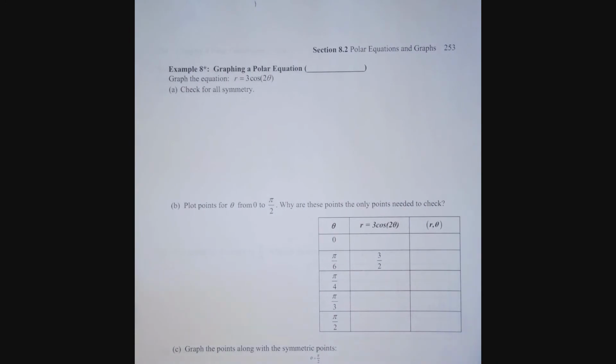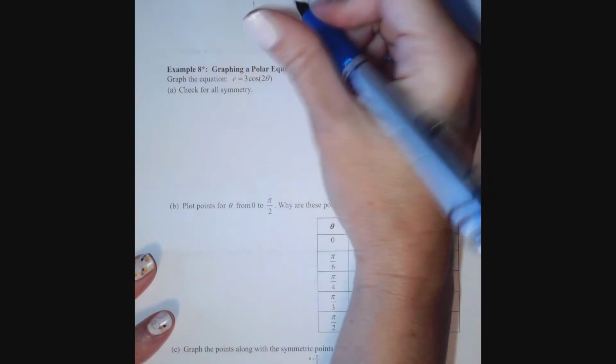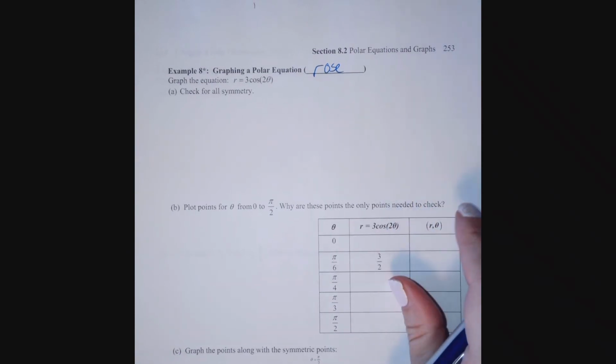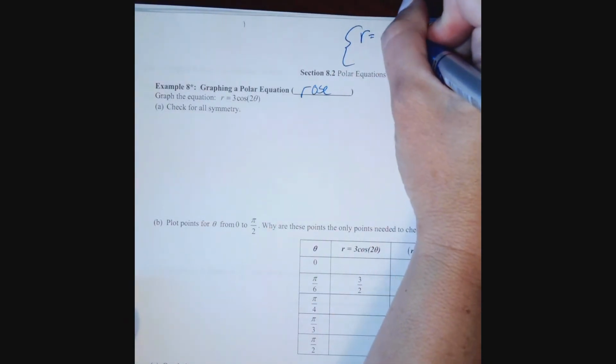All right, our next equation, we've got this one and one more. Our next one is the graph for a rose, a polar rose. Now, how many petals our rose has depends on the integer. Our equation that gives us a rose is going to come in the form of r equals a sine or r equals a cosine of n theta, as long as a is not 0.